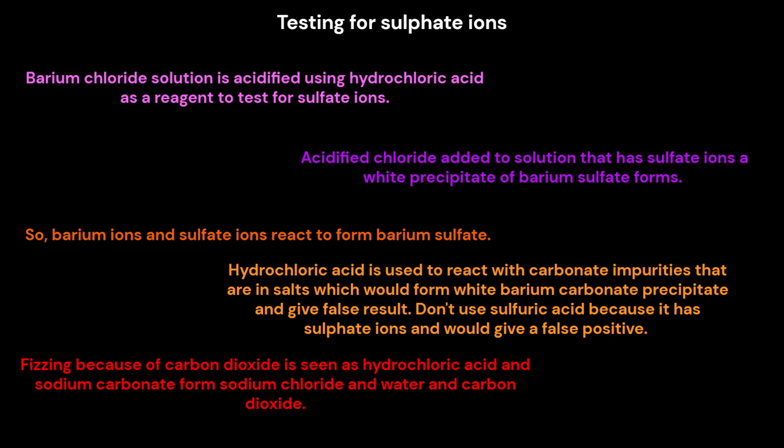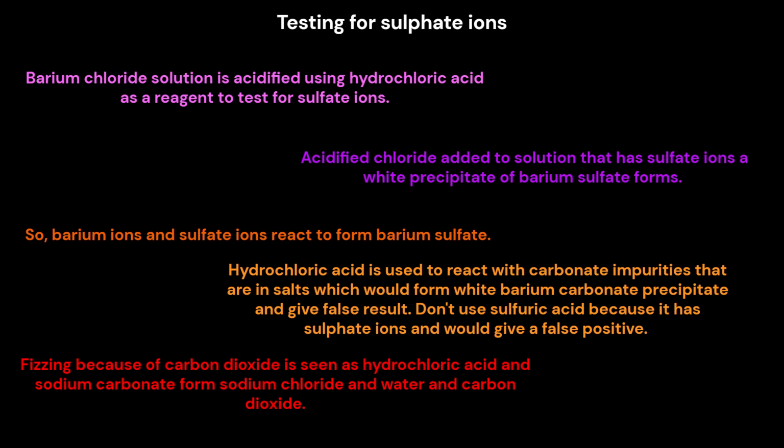Testing for sulfate ions. Barium chloride solution is acidified using hydrochloric acid as a reagent. Acidified barium chloride is added to a solution that has sulfate ions, and a white precipitate of barium sulfate forms. So, barium ions and sulfate ions react to form barium sulfate.